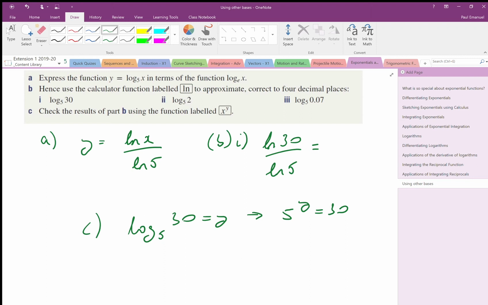Log 30 divided by log 5. So you should get 2.11 something or other. Then 5 to the power of 2.11 should be 30, which makes sense. 5 squared is 25, so 5 to a number slightly bigger than 2 should be 30.